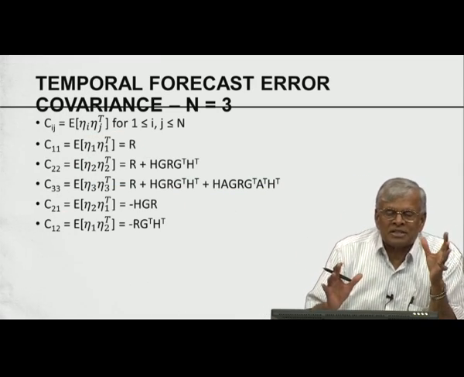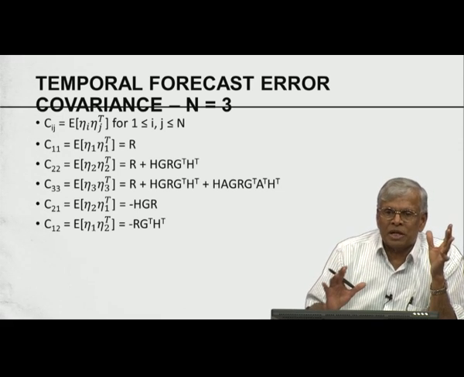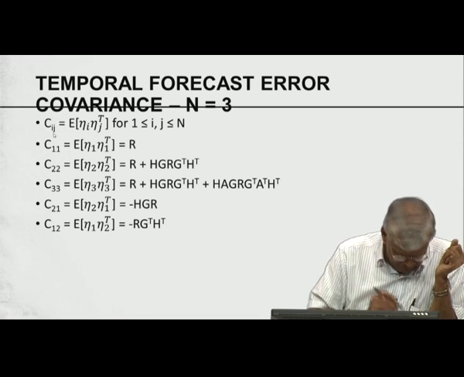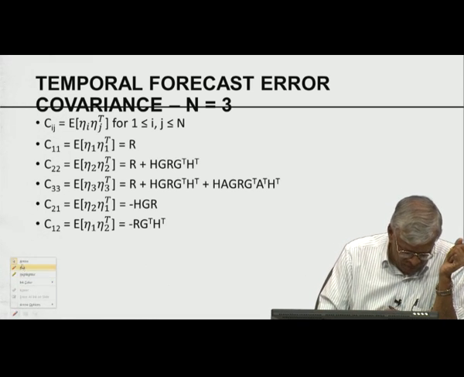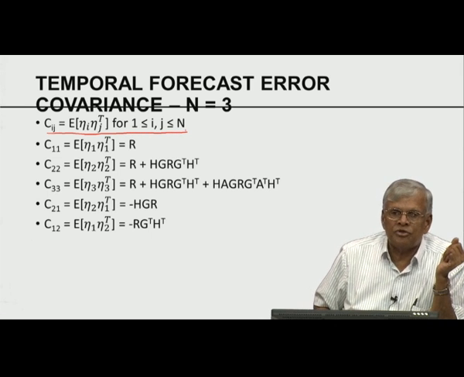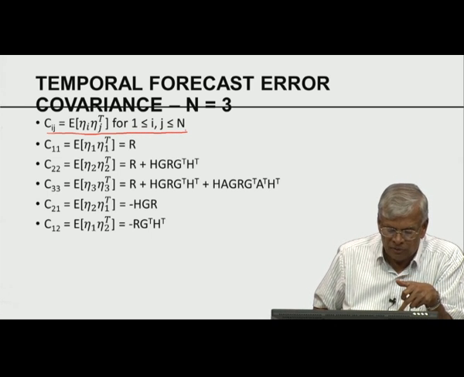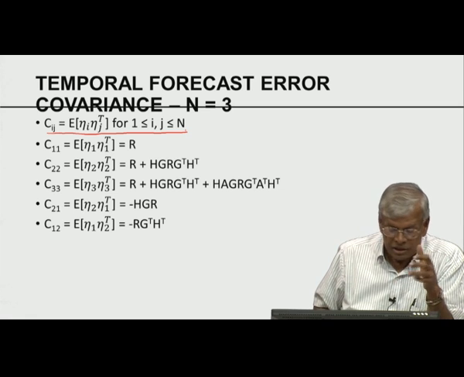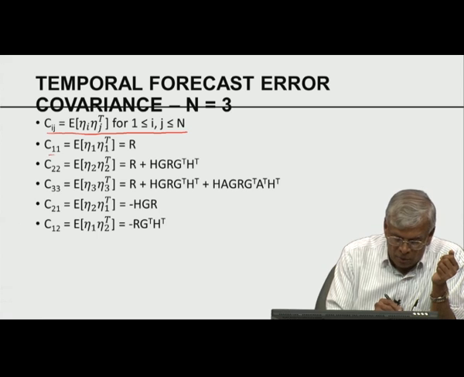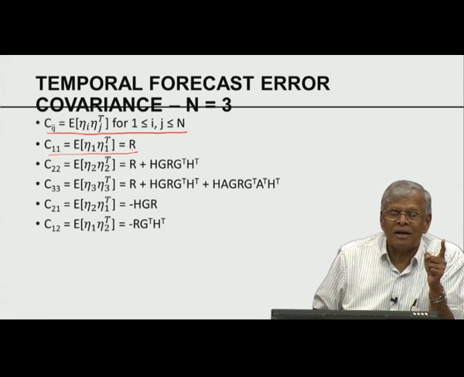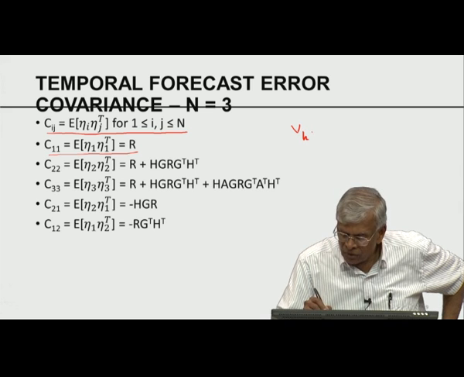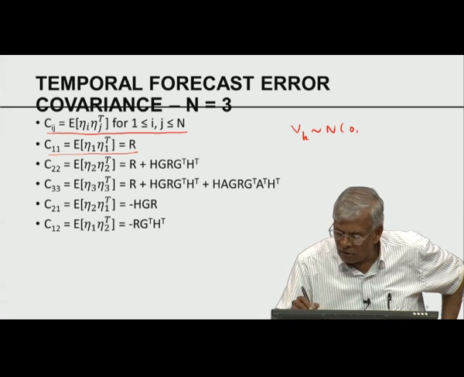A simple exercise in statistics, computation of correlation, tells you Cij, which is the correlation between errors at time i and errors at time j, is given by the expected value of eta i eta j transpose. In the case when n is equal to 3, C11 is given by R. What is R? Please go back now. Vk is equal to n of Rk.